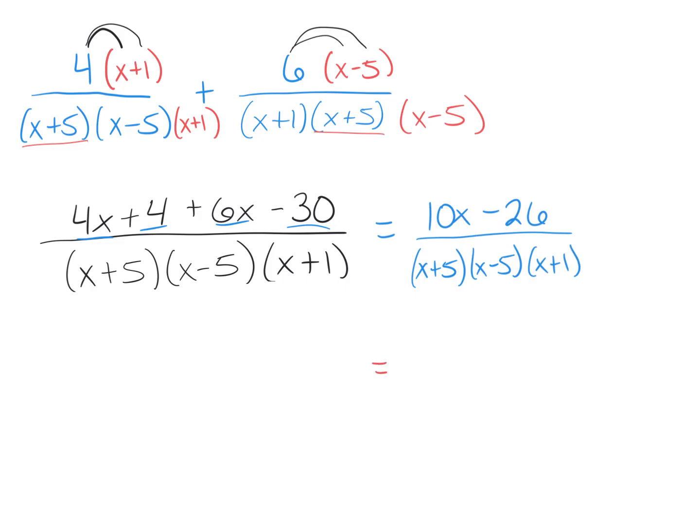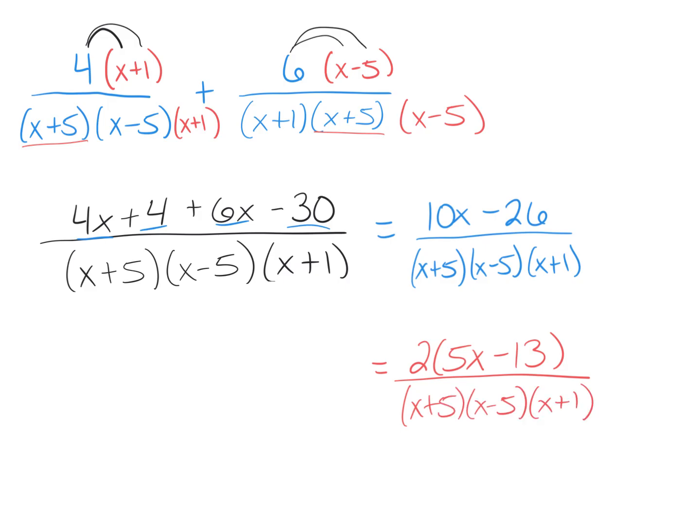Factor the 5. Yep, simplify the top. What can I take out of the numerator here? 2. Take out a 2. If I take out a 2, I have 5x minus 13 left. Did my denominator change? No. Nope, denominator stays the same. Can I cross anything out? No. So am I done? Yes, this is my final answer.